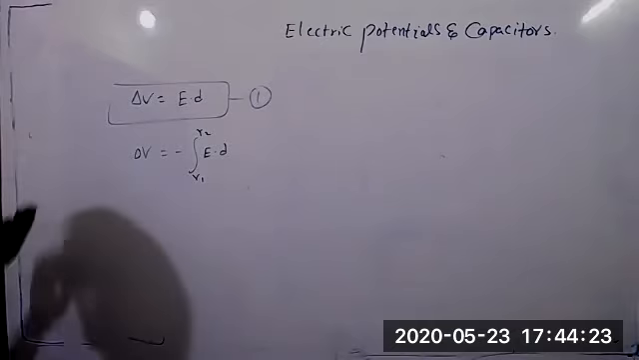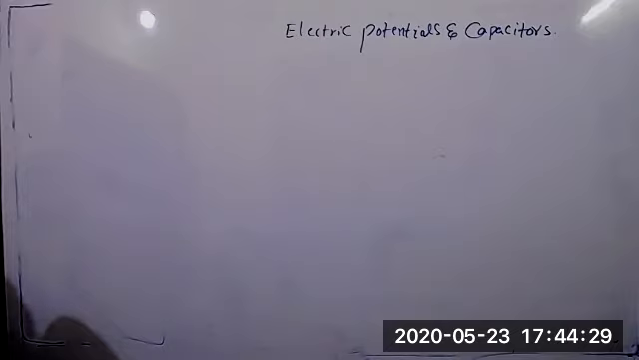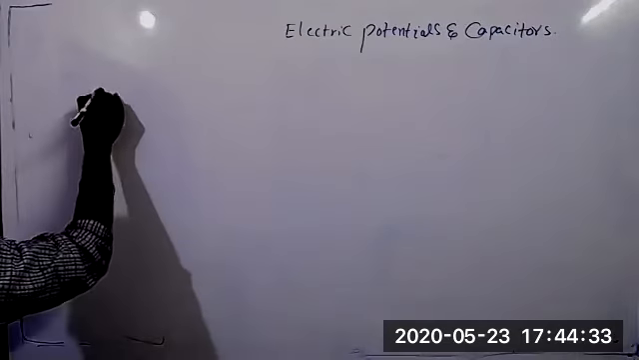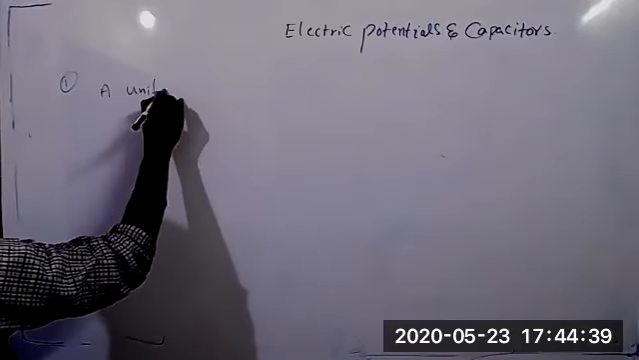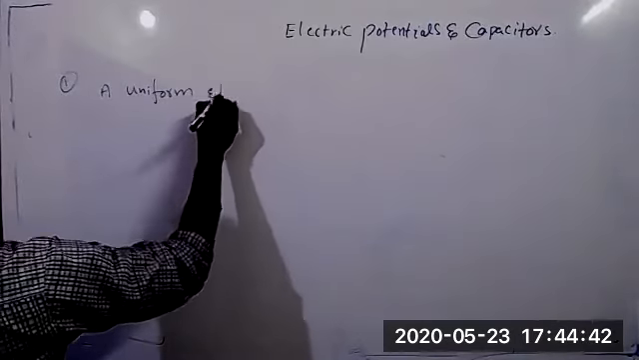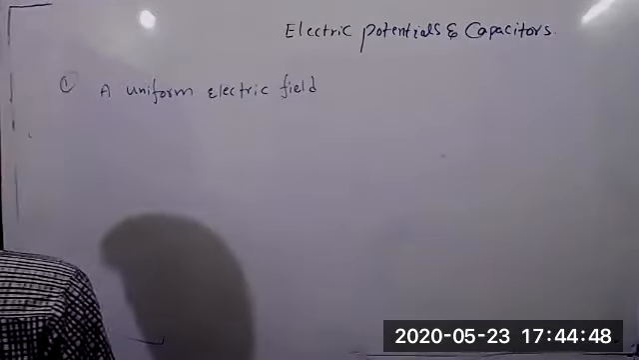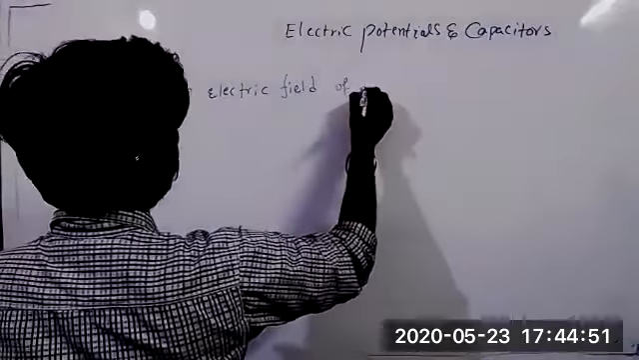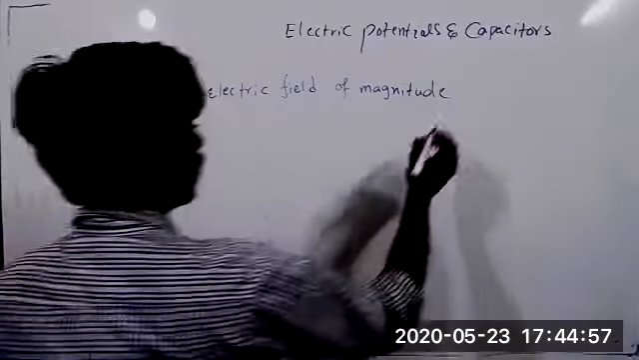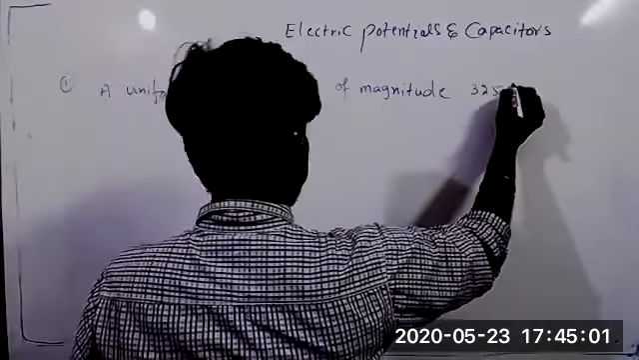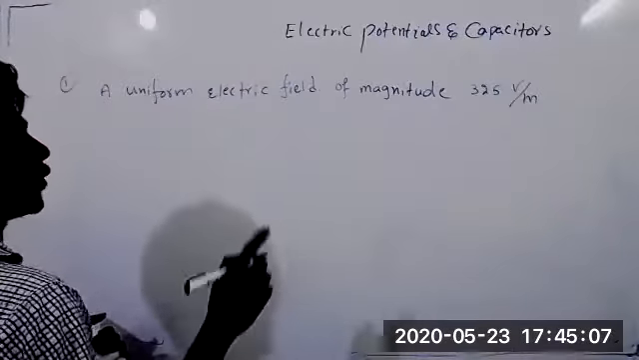See the question. Try to solve on that. A uniform electric field of magnitude 325 volt per meter.